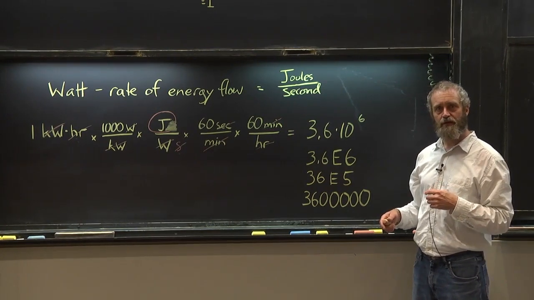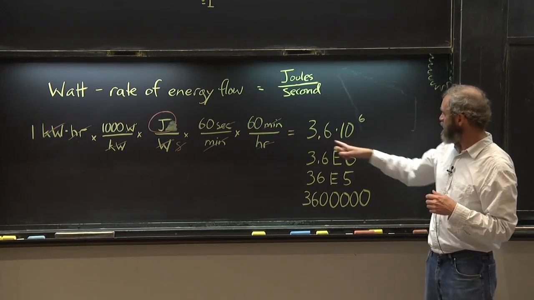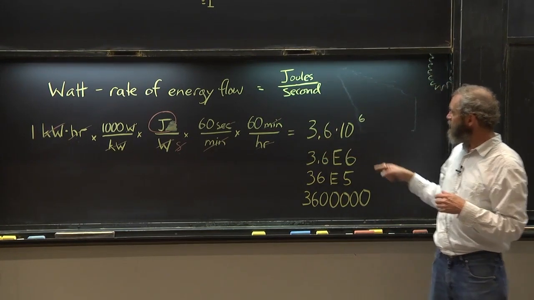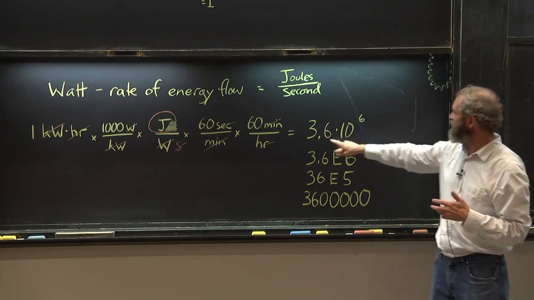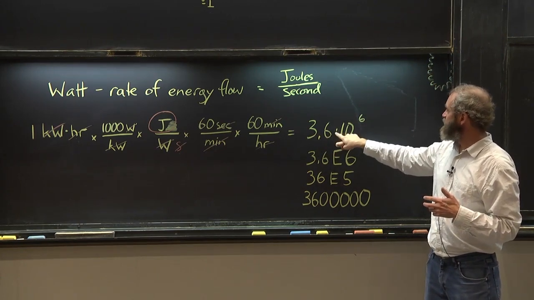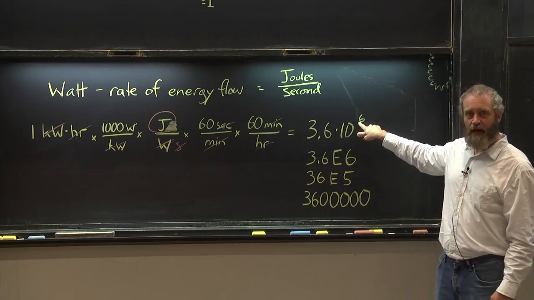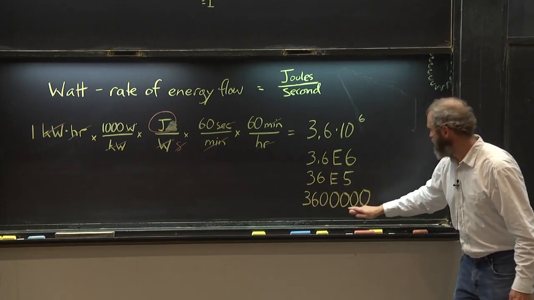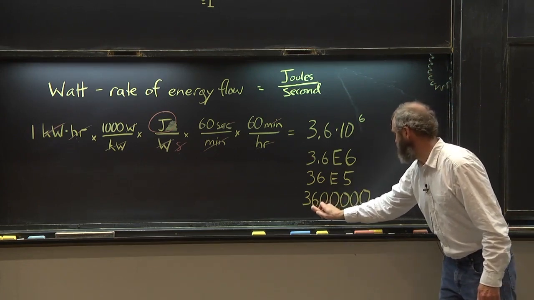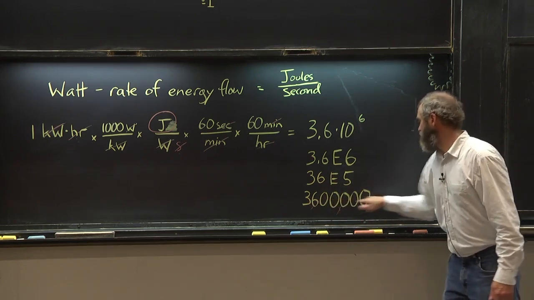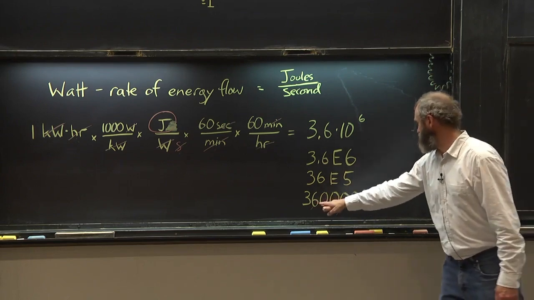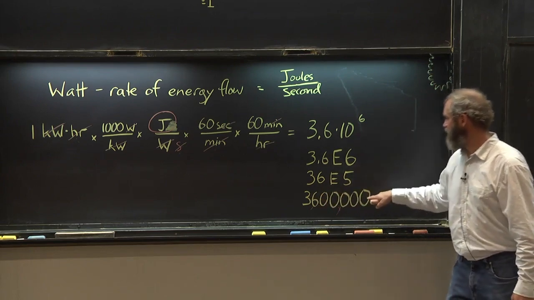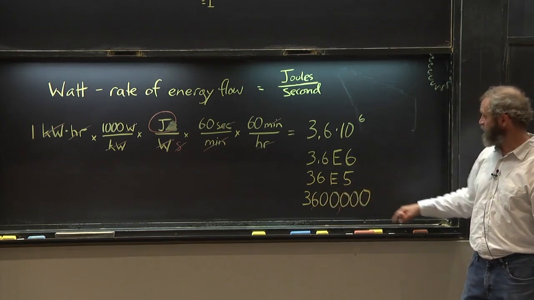There are different ways that you can write this. Scientific notation, the way we normally write it with pencil and paper, would be 3.6 times 10 to the 6th power. That would be sort of shorthand for this, 3.6 million written here in long notation.